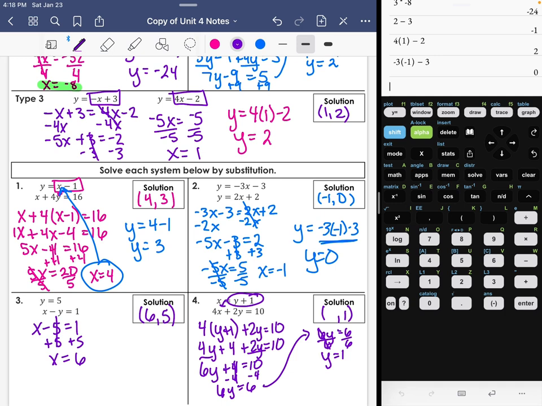Then you're going to take your 1 and substitute it into y in that top equation. Why am I choosing the top equation? Because that's the easier equation to deal with. So I'm going to have x equals 1 plus 1. Well, 1 plus 1 is 2. So that answer is 2, 1 for that solution.